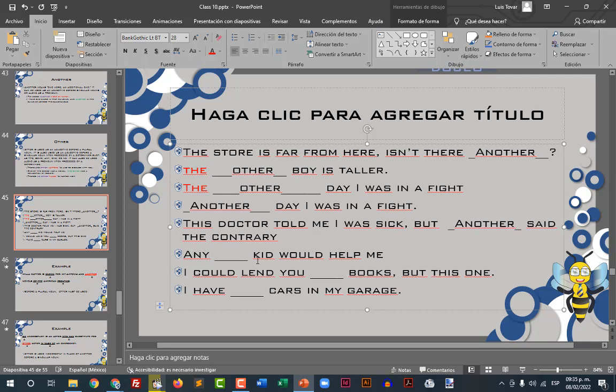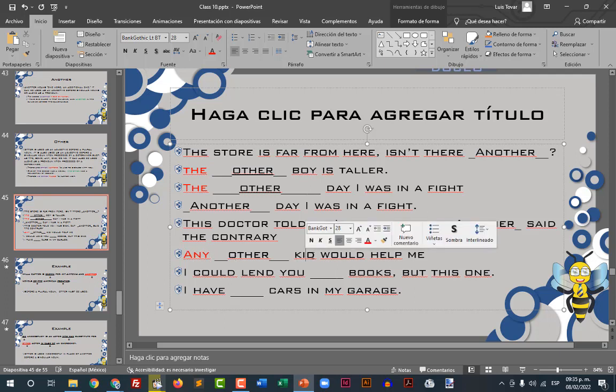Next one. Any kid would help me. Any other kid would help me. That's right. We don't have the determiner the, but we have the determiner any. So remember, you don't necessarily need the word the. It might be the, some, any, no. Here we have the determiner any, and we said any other kid, because it's singular.